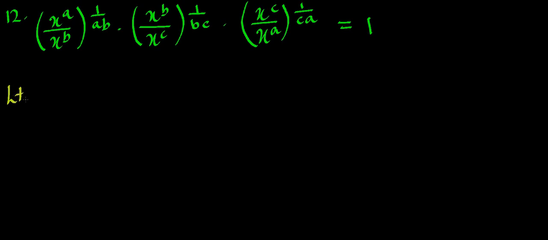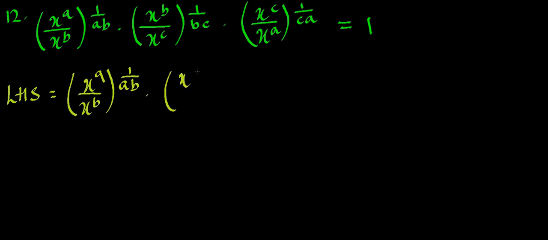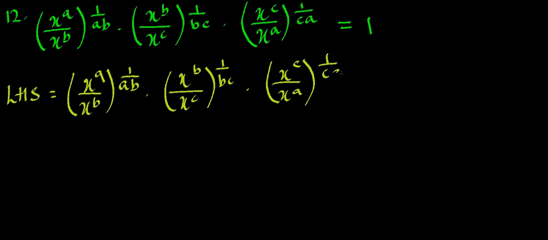We'll say LHS is equal to (x raised to a upon x raised to b) the whole raised to 1 upon ab, into (x raised to b upon x raised to c) the whole raised to 1 upon bc, into (x raised to c upon x raised to a) the whole raised to 1 upon ca. Now what do we do? We will multiply this outside power with the inside power. So let the fusion begin.